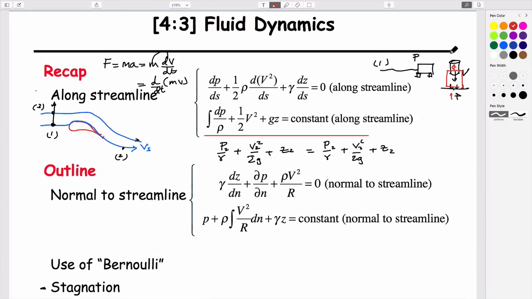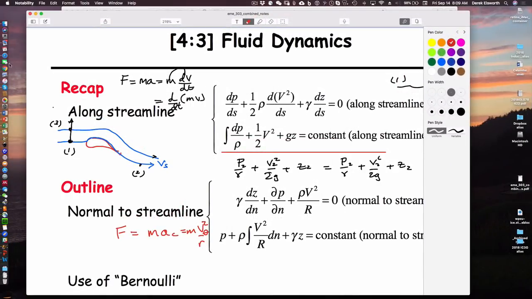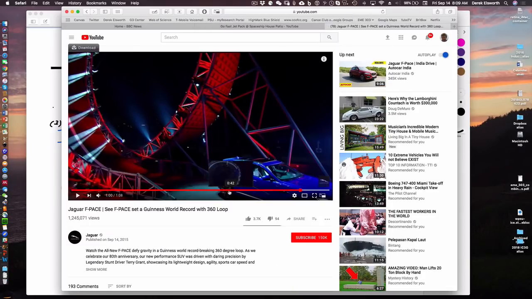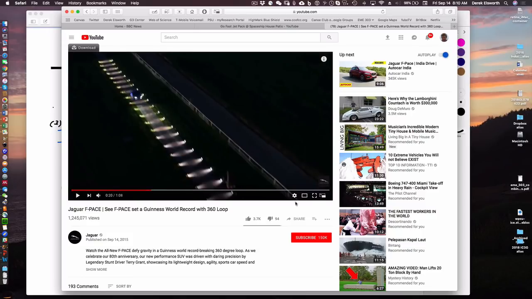So what we'd like to talk about today is the other aspect of that, and that is that normal to a streamline, we know that the force is equal to mass times centripetal acceleration, which is equal to mass times velocity theta squared over the radius by which it turns. That's relevant to this other example with the car, which you've seen, but let's go through the meat of it again, because it's interesting.